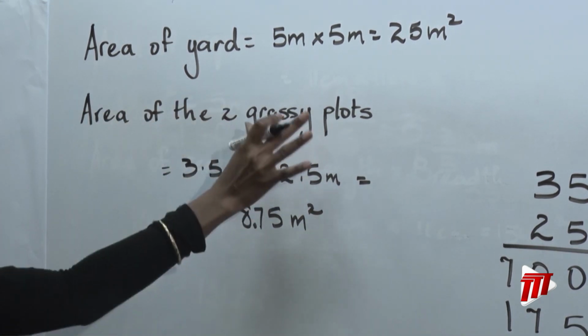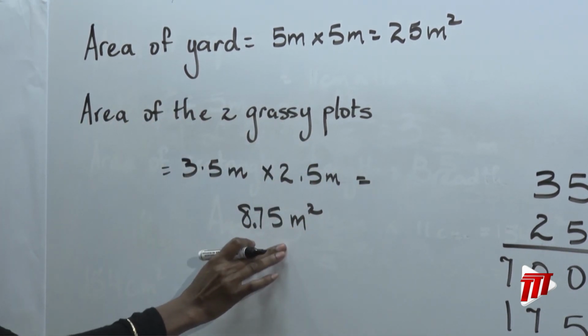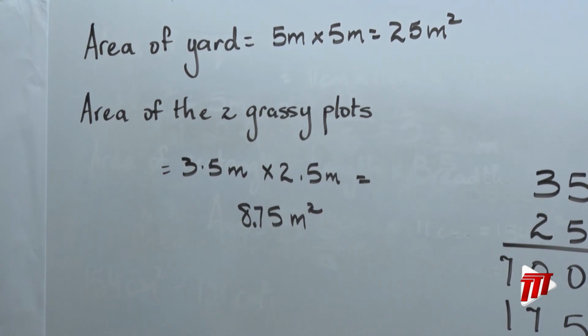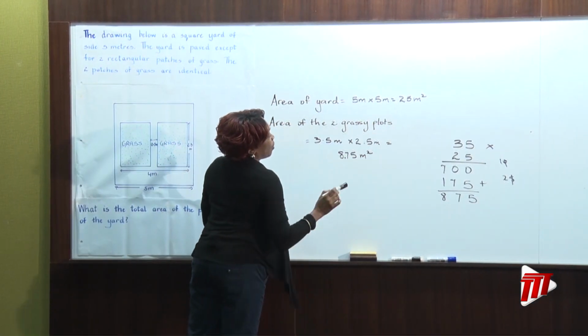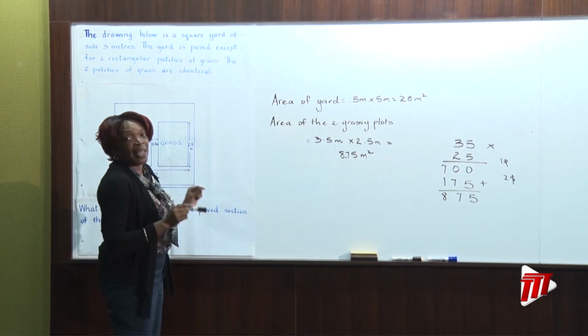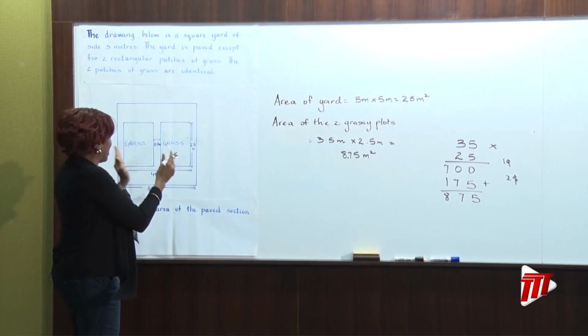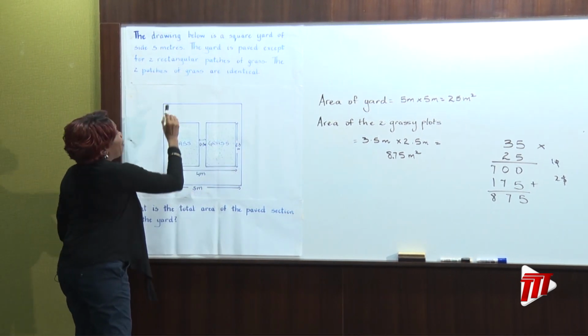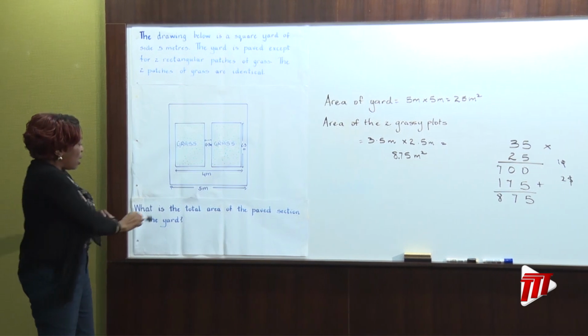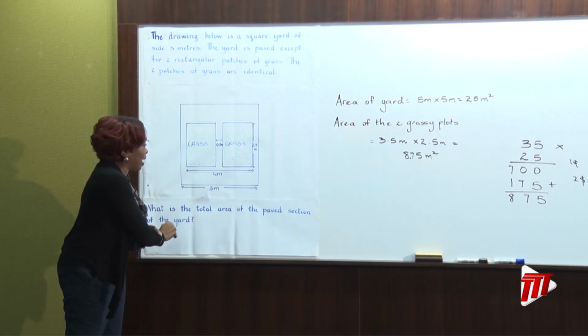So the area of the grassy plot now will be 8.75 meters squared. Are you seeing that? The area of the entire yard is 25 meters squared. We now know the area of the 2 grassy plots together. Are you seeing that? Can we now find the area of the paved? Because that's what we have to look at. What is the total area of the paved section?